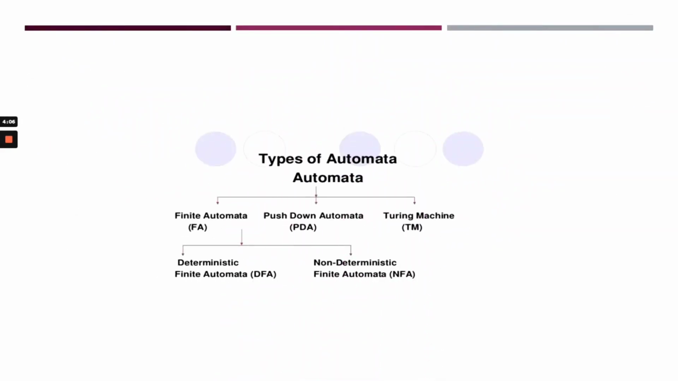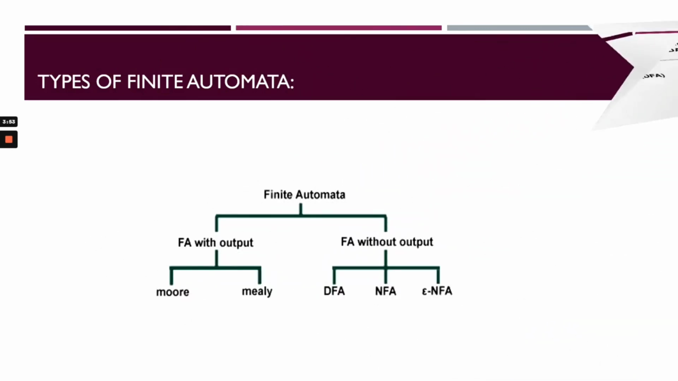Firstly, automata. Automata is again divided into finite automata, push-down automata, Turing machine. In this presentation, we are going to discuss about finite automata. Finite automata is again divided into finite automata with output and finite automata without output. In finite automata with output, we have two types, Moore machine and Mealy machine. FA without output, we have DFA, NFA, Epsilon NFA. In this presentation, we are going to discuss about DFA, NFA and conversion of NFA to DFA.